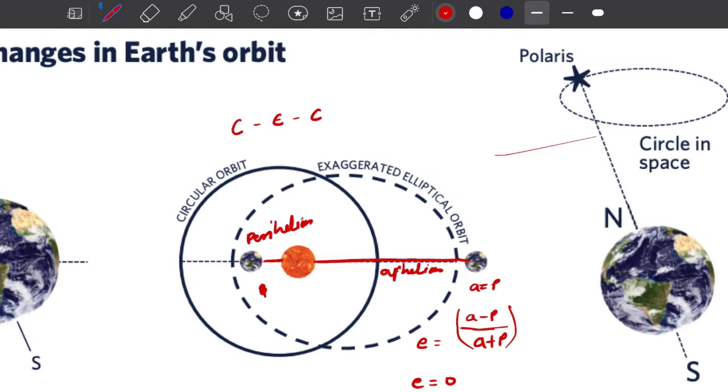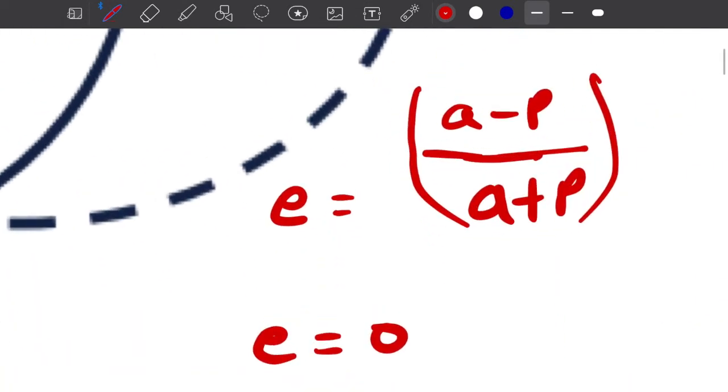So in the case of a circle, suppose this is a circle, the radius is always the same, so there is no aphelion and perihelion, all points are at equal distance. In that case, E is equal to 0, that means the orbit is circular when eccentricity is equal to 0. As E gets close to 1, the orbit becomes more elongated.